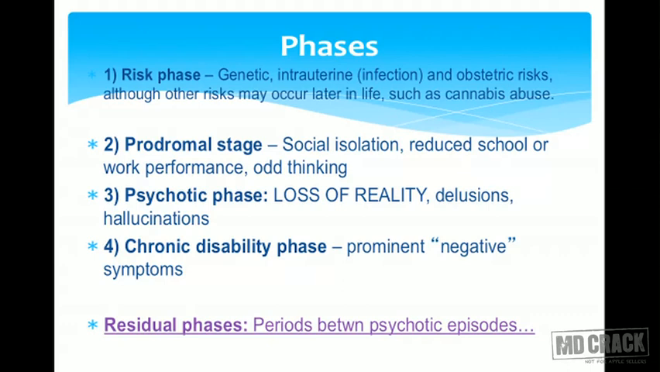I would like to advise you, remember these stages. For example, someone can ask you, prominent negative symptoms is a characteristic of which phase of schizophrenia? And you have so many options here. So this is an issue for a multiple choice question. You need to remember this. Prominent negative symptoms is the chronic disability phase. It doesn't happen early.